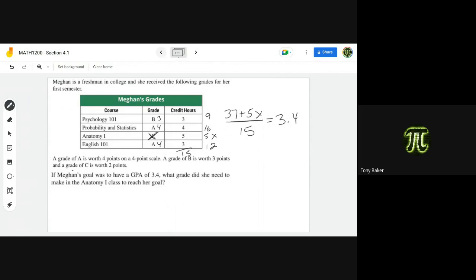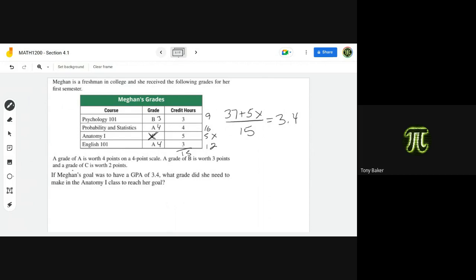When you're looking for these, a lot of times you figure out what the total number of points you need is first. And that's what the multiply by 15 is. So if I take the 3.4 and multiply by 15, I can figure out how many points I need, and then we can subtract off. That's why a lot of teachers will do their class out of like 1,000 points or whatever else, because it's a nice, easy number to divide by.